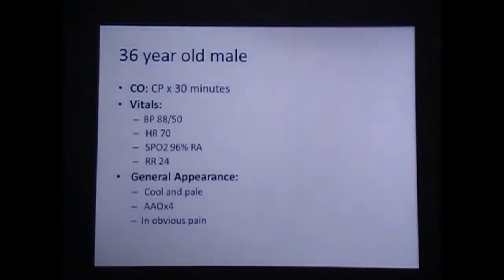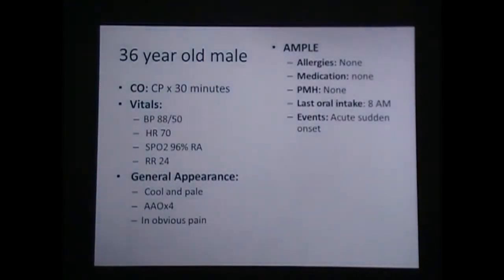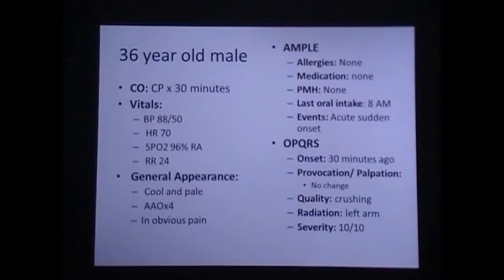So you got a 36-year-old male, chest pain times 30 minutes, blood pressure low, 88/50, heart rate 70, 96%, breathing a little fast at 24, cool, pale, awake, alert, and in obvious pain. Nothing for medications, past medical history, allergies. It doesn't change with movement, it doesn't change with palpation, it feels crushing, and it's going down his left arm. And it's 10 out of 10.